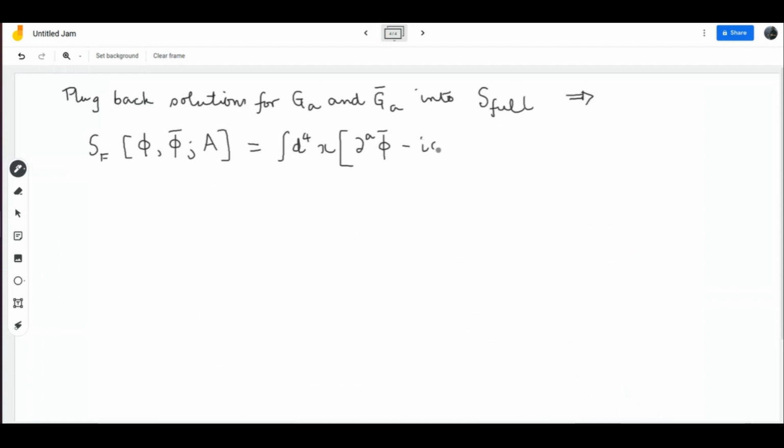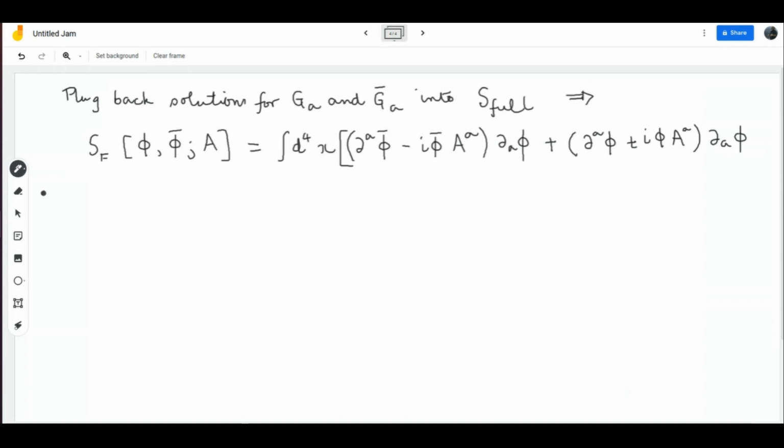Minus i phi bar A_A times del_A phi, right? Correct. And what we get for the other guy is del_A phi plus i phi A_A times del_A phi bar.